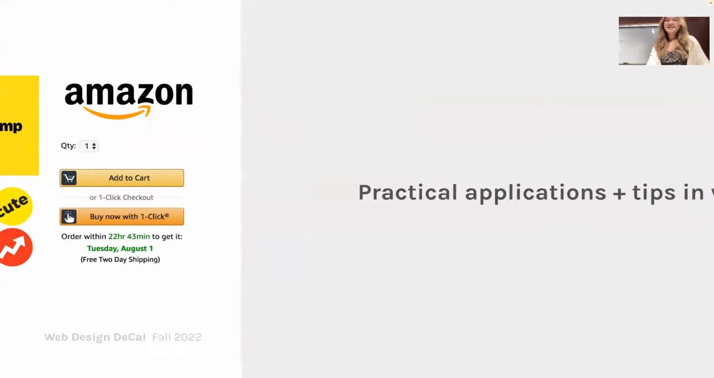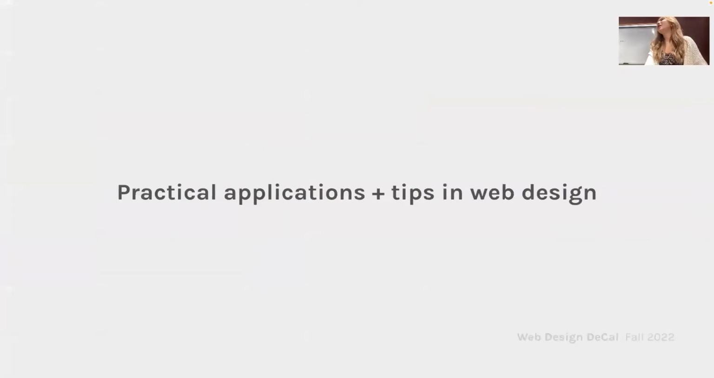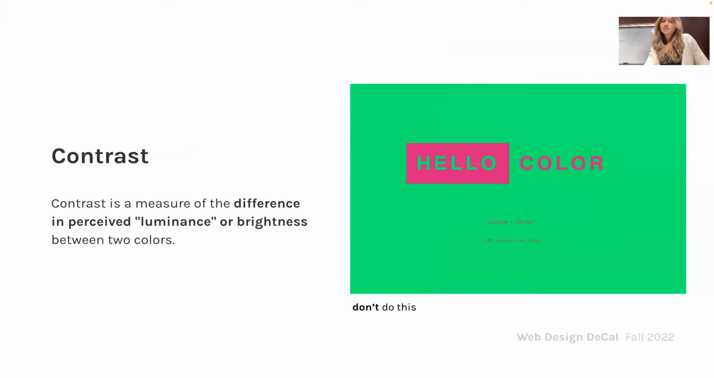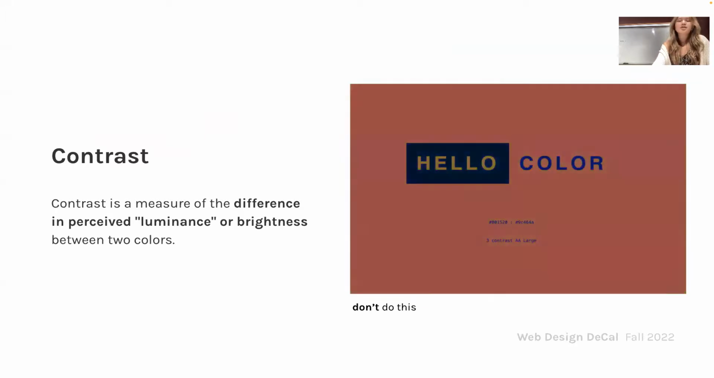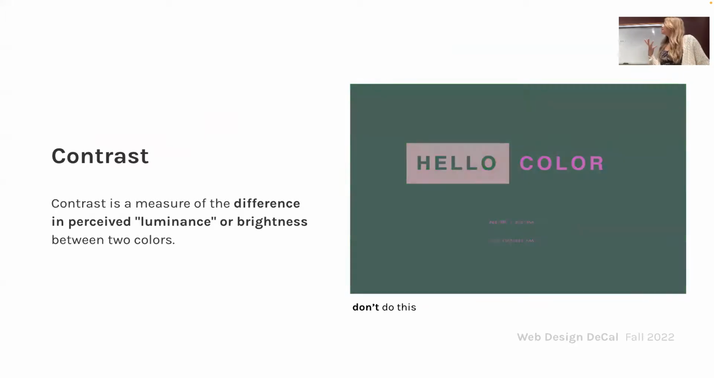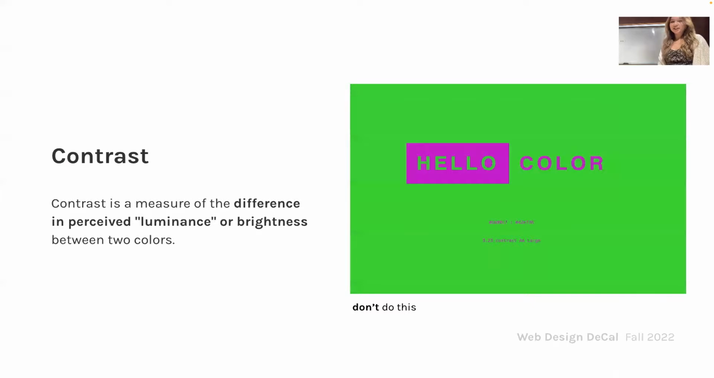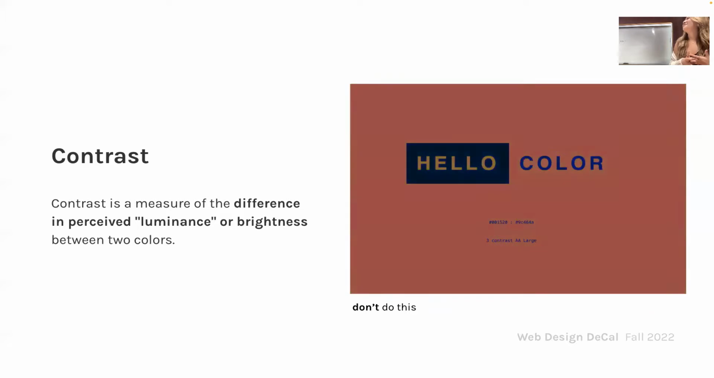So yeah, there are definitely more colors that are associated with emotions, and you can definitely look into that. But now let's get into some practical applications and how we can use these tips in web design. Something really important when you're building a website is contrast between colors. In this example right here, this is what you don't want to do. As you can see, the colors are very bright and very out there, very contrasting.